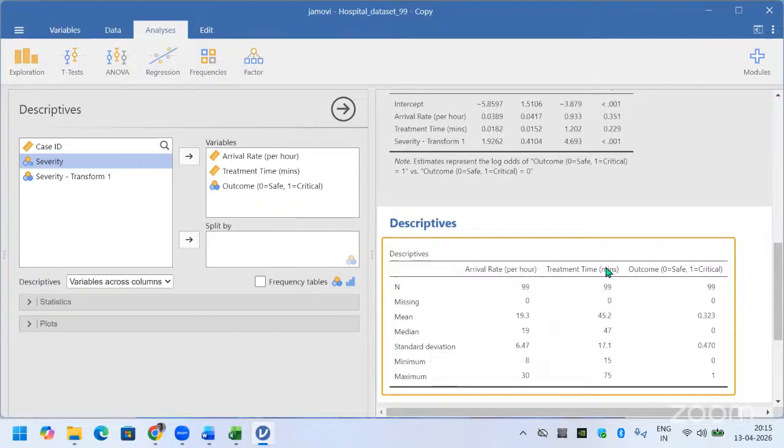And coming to treatment time, the average, the mean, is 45.2, and the median is 47. Mean values can be impacted by outliers, but median values will not be impacted by that. Standard deviation is 17.1, and the minimum value in treatment time is 15 and maximum 75 minutes. And for critical outcome, we know there are only two outcomes, 0 and 1. Standard deviation is 0.470 and mean is 0.323. So this is how you can see the descriptors.